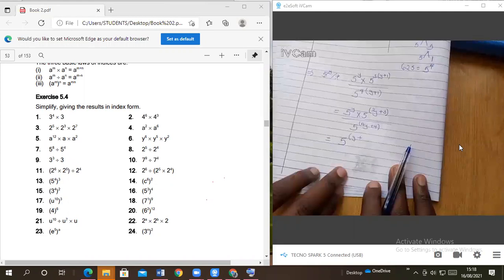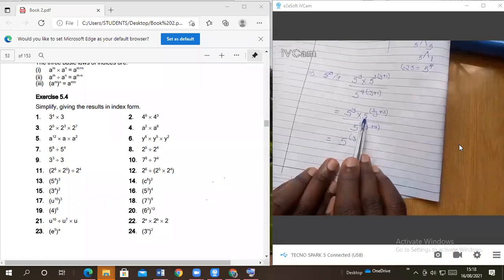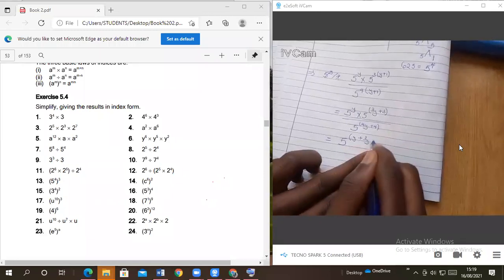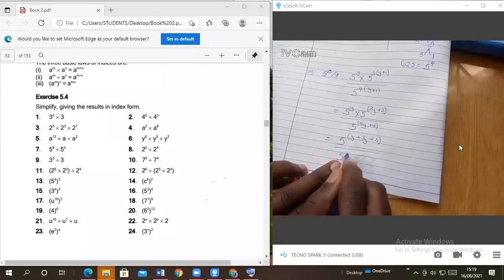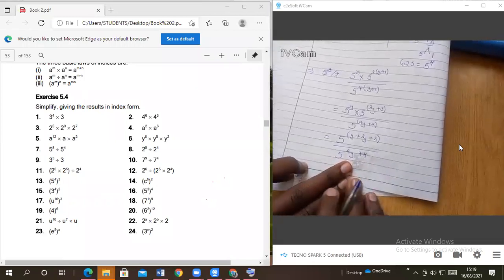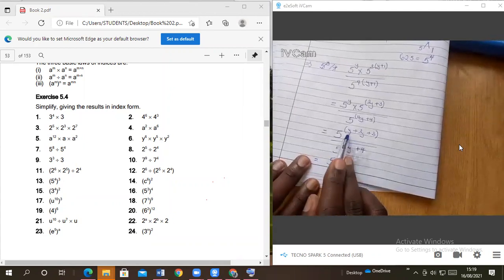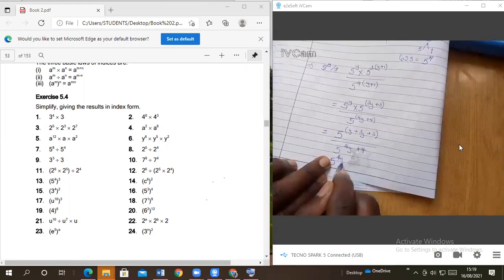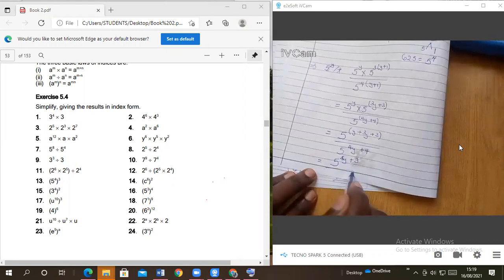Okay. So now, when you come to the denominator, we are multiplying, and they have the same base. So we add the power. So which means it's going to be y plus 3y plus 3, divided by 5 to the power 4y plus 4. So we shall have 5 to the power y plus 3y, which gives us 4y plus 3, divided by 4y plus 4.